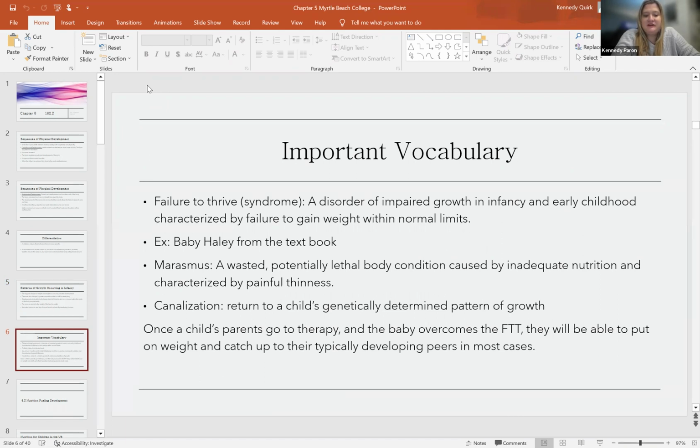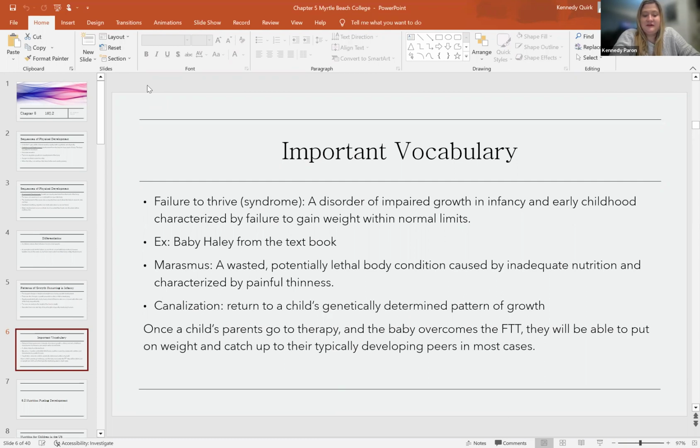We're going to talk about marasmus. This is a wasted, potentially lethal body condition caused by inadequate nutrition, and it is painful. Also, the body doesn't gain weight, so it is unfortunately frail and thin.